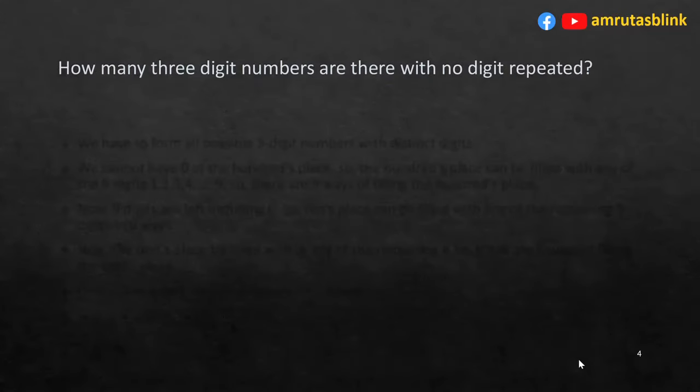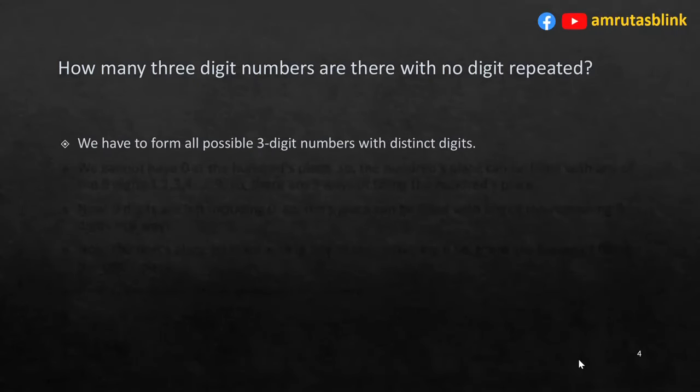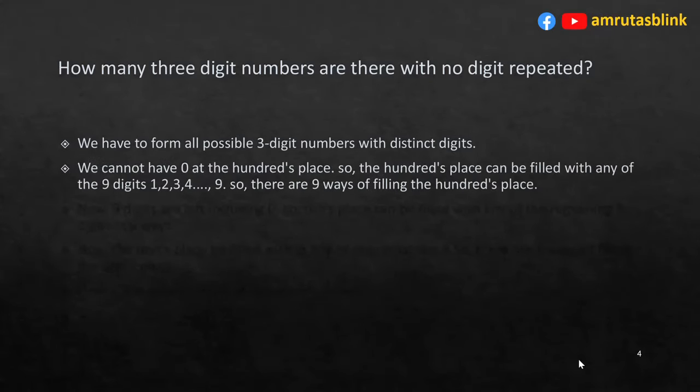How many 3-digit numbers are there with no digits repeated? Now in this problem, first of all we have to understand that we have to make a 3-digit number with distinct digits, that is, no digit can be repeated. Now how many digits are there? There are total 10 digits. From 0 to 9 basically there are 10 digits available, but we cannot have 0 at the hundreds place.